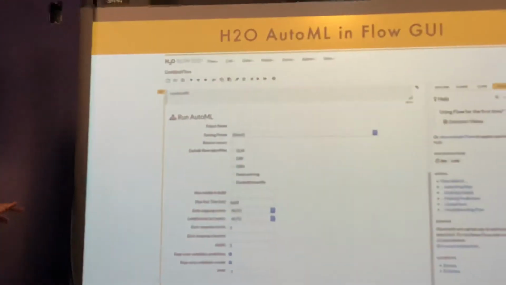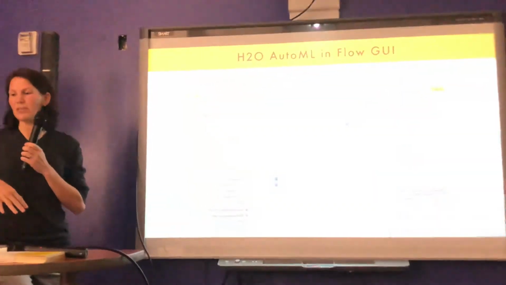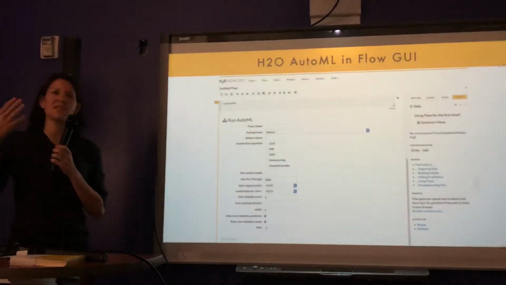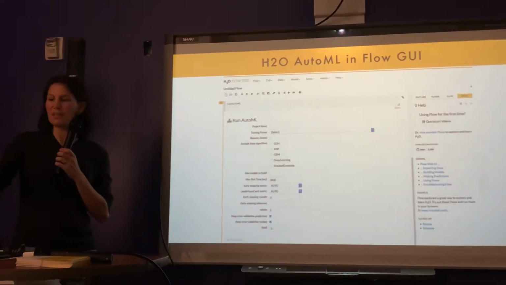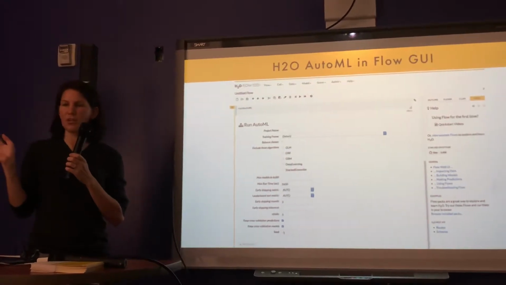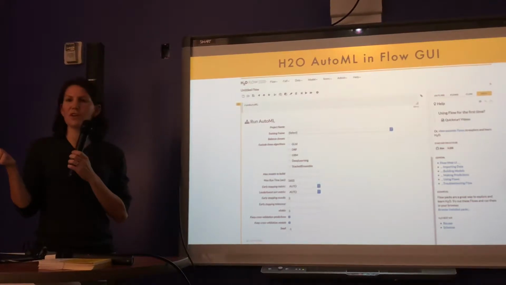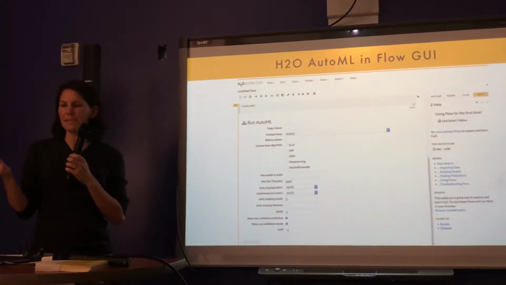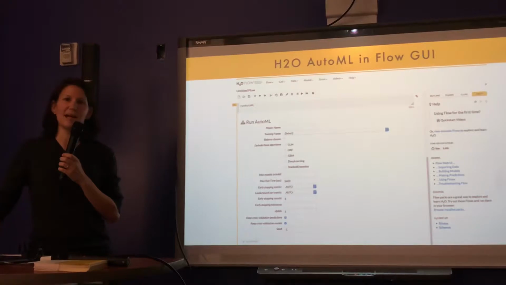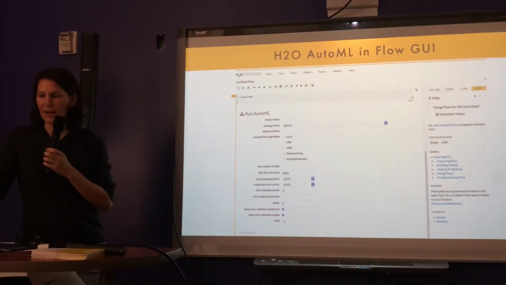And then there's actually more fields here than you really need to deal with. In Flow, it exposes all the fields that we have available. But generally, with AutoML, you basically just have to say, here's your data set, here's the column that you're trying to predict, and then how long do you want this to run for? You can control that by the number of models that it trains. So you could say, run this for 50 models, and then stop. Or you can run it by time. So you can say, train for an hour, and then stop.